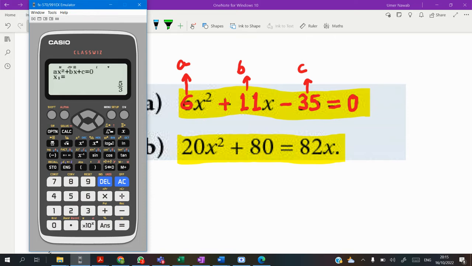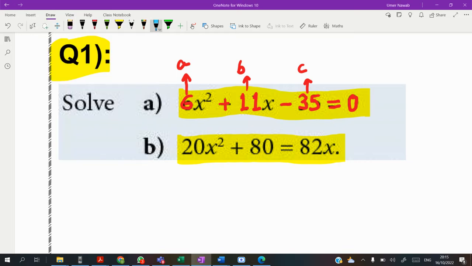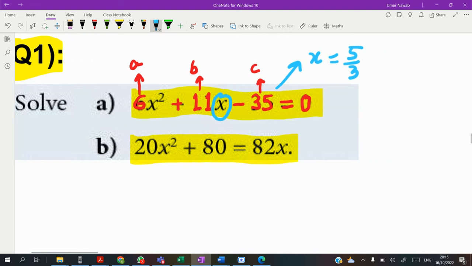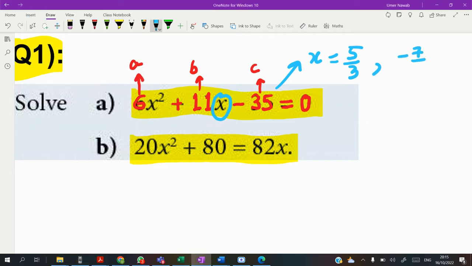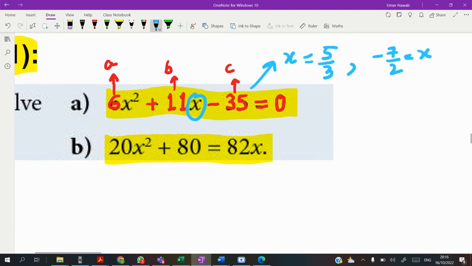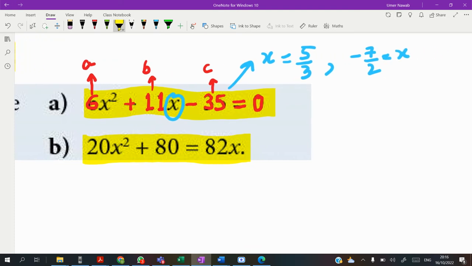The first answer comes to us. I call it the critical value, 5 over 3. So we got x is equal to 5 over 3. Since x is written here, all these solutions are equal to x. So one answer is 5 over 3. The second answer is minus 7 over 2. So guys, there are two solutions, two roots of this quadratic equation. One is x equals 5 over 3. The second one is x equals minus 7 over 2.